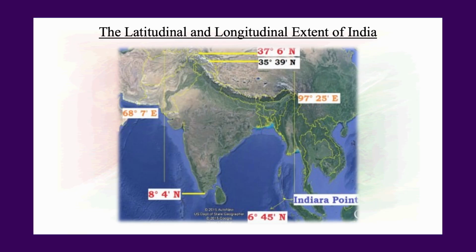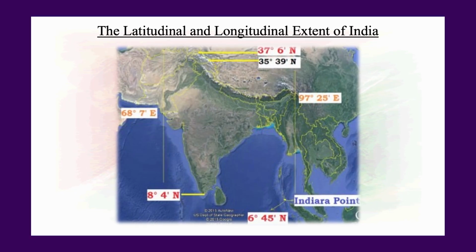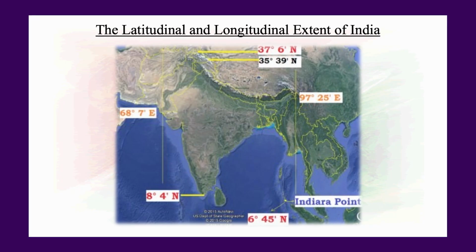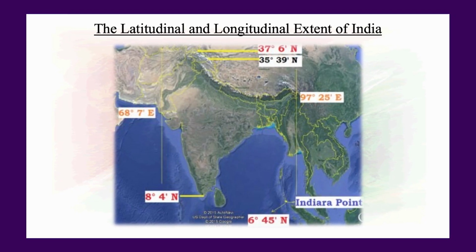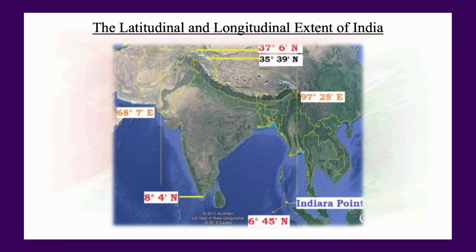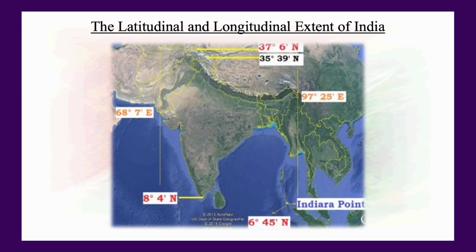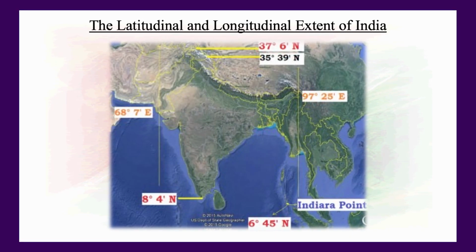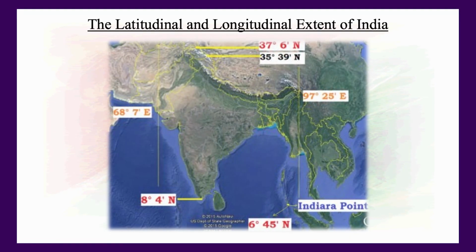The latitudinal and longitudinal extent of India. Latitudes are the horizontal imaginary lines and longitudes are the vertical imaginary lines used to locate any place on the map. So we can say that all countries lie between 2 latitudes and 2 longitudes. The mainland of India extends between latitudes from the south end of Kanyakumari to the north end of Kashmir, 8 degree 4 minute north to 37 degree 6 minute north. This means that the southern tip of India lies 8 degree 4 minute north away from the equator.